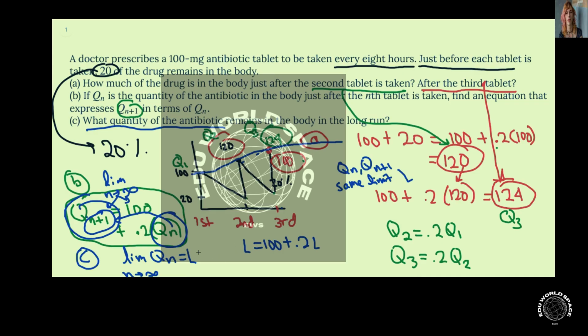So plugging in L in part B to both sides, we have this, and then just solve this for L. This is just a linear equation. You have 0.8 L equals 100, and then just divide both sides by 0.8, and you get L equals 125 milligrams. So this is the limiting dosage in the long run if we continue to use the formula in part B, and that's our final answer.